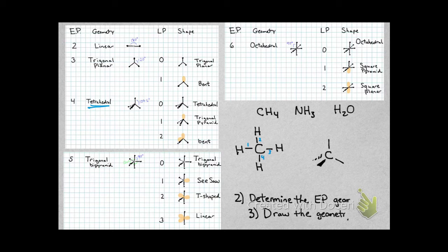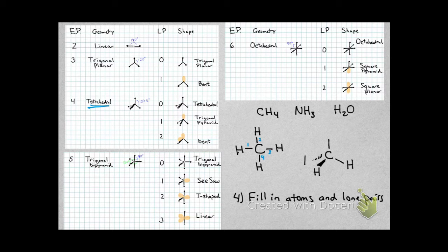Now we're going to fill in the atoms around the structure. If we had lone pairs, we would fill those in too. We don't in this case. So we have 4 electron pairs. They are all bonds. Fill in the atoms around our tetrahedral geometry, and there we have the final molecule.